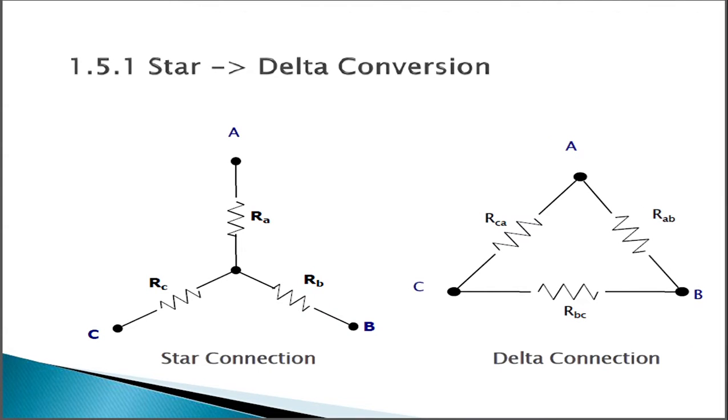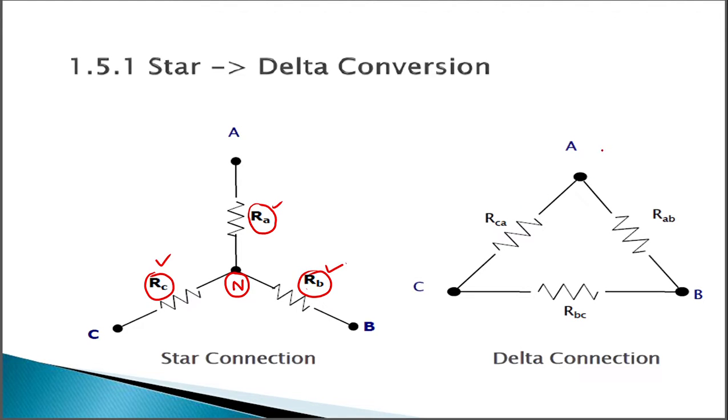Now here we can see the typical diagram for a star connection and a delta connection. In the star connection, the representation of resistance is only Ra, because it is connected to a neutral terminal, so no other terminals are affected by it, so only Ra. Similarly in this case Rc, similarly in this case Rb.